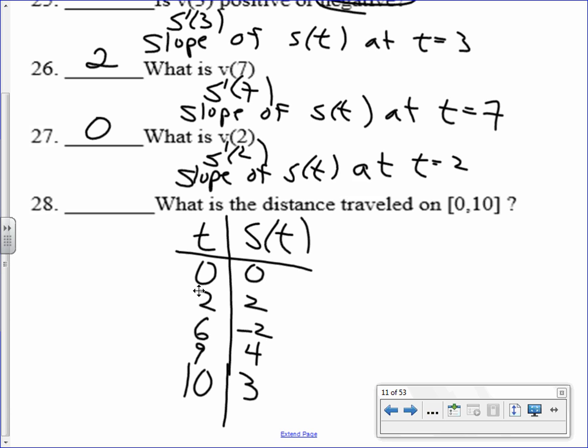So to get total distance, you have to take the absolute value of the consecutive differences. It goes from 0 to 2 on the number line, so it travels 2 to the right. Then it goes from 2 to negative 2. 2 minus negative 2 is 4. It travels 4 left. Goes from negative 2 to 4. Negative 2 minus 4 would be negative 6. We take the absolute value, so 6. Travels 6 to the right. And then going from 4 to 3, take the absolute value of the difference, you get 1. When you add up all these little distances, left and right, you're going to get 13.